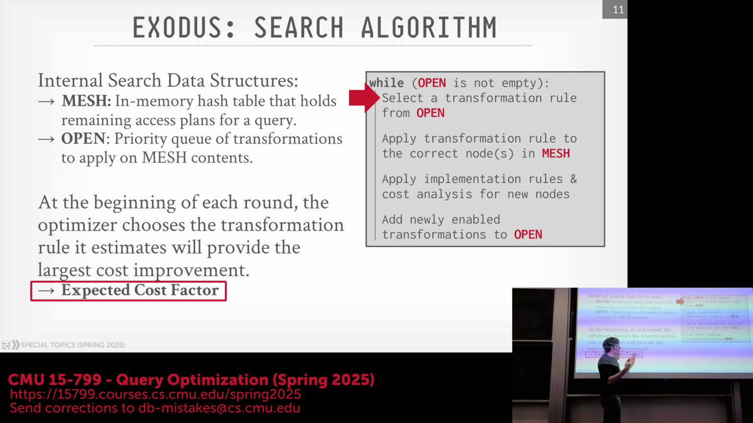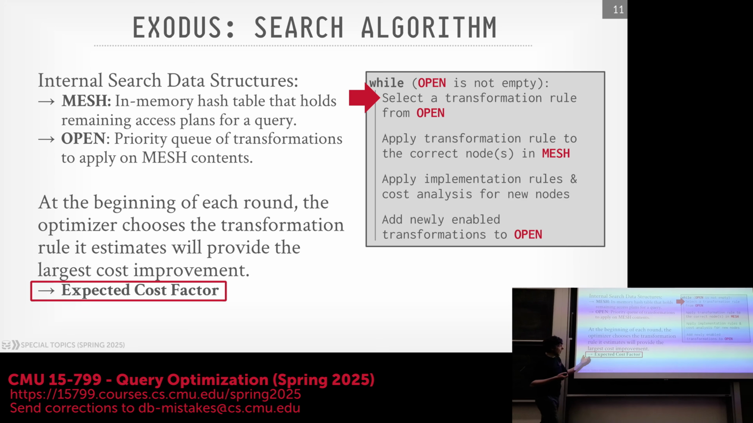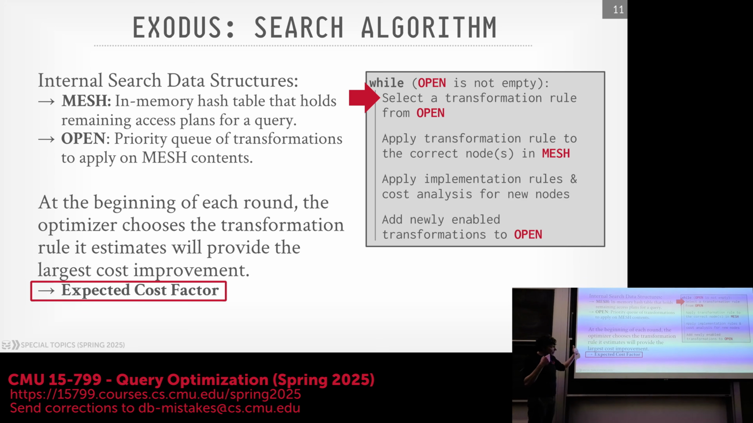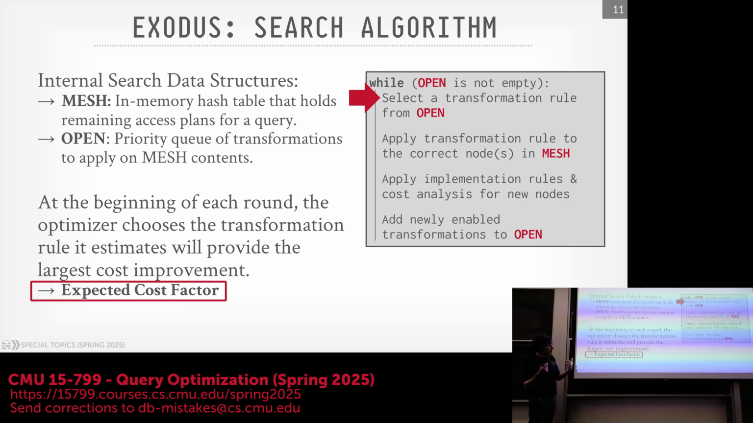And then as I do the transformations, I want to be able to look at them and figure out, okay, the ordering of the priority queue is going to be based on this expected cost factor that's going to say, here's the thing I think is going to provide the biggest benefit to the overall cost of this query plan. Go ahead and apply that first.